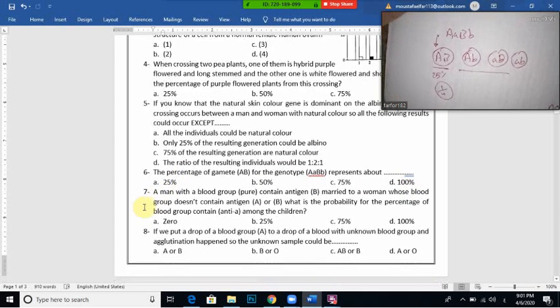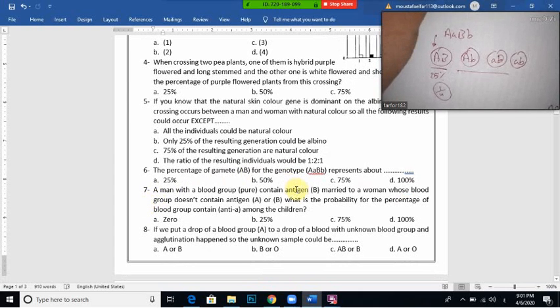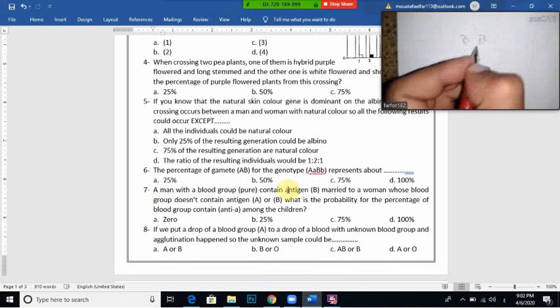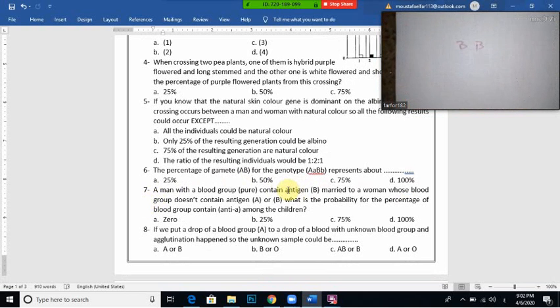Number 7, a man with a blood group pure containing antigen B, which means which blood group contains antigen B? Yes, of course, B blood group. B blood group contains antigen B, and it's pure, so it would be B capital B capital. Married to a woman whose blood group doesn't contain antigen A or B. So which of our blood groups doesn't contain A or B antigens? Yes, it's O blood group. O blood group doesn't contain antigen A or B.